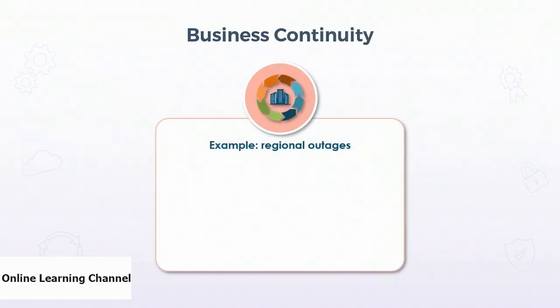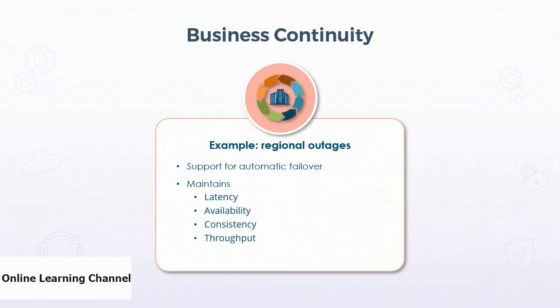Business continuity is of utmost importance to all businesses. You don't want your business to be negatively affected if a database goes down. To facilitate business continuity, Cosmos DB supports automatic failover. This means that if a regional replica of the database fails, requests will automatically be intelligently routed to other nearby regions. Your customers should experience no effects. Cosmos DB maintains the same guarantees it always does: latency, availability, consistency, and throughput.